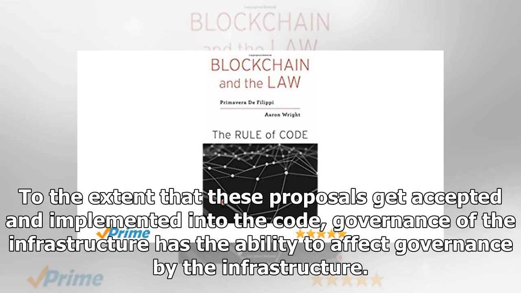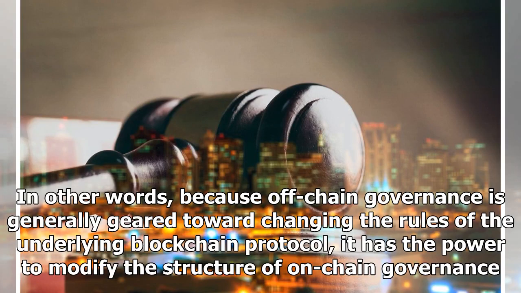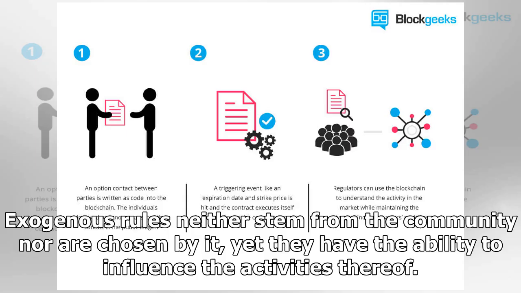To the extent that these proposals get accepted and implemented into the code, governance of the infrastructure has the ability to affect governance by the infrastructure. In other words, because off-chain governance is generally geared toward changing the rules of the underlying blockchain protocol, it has the power to modify the structure of on-chain governance.